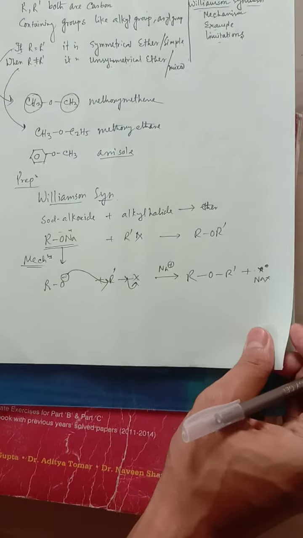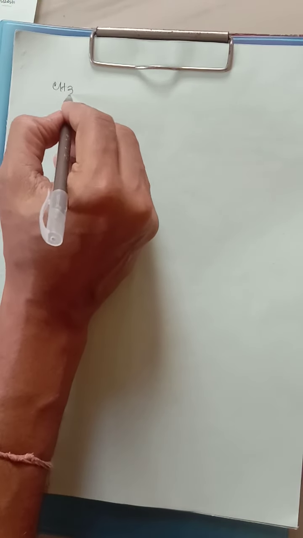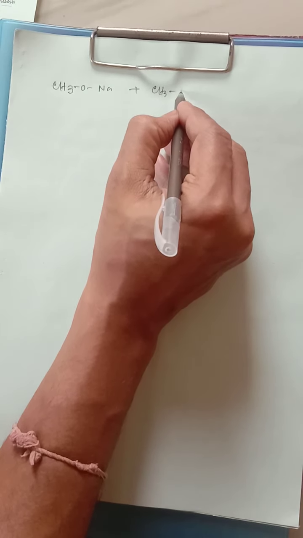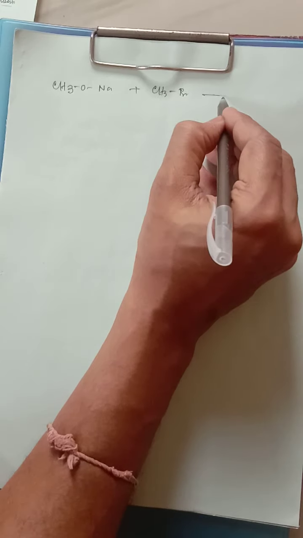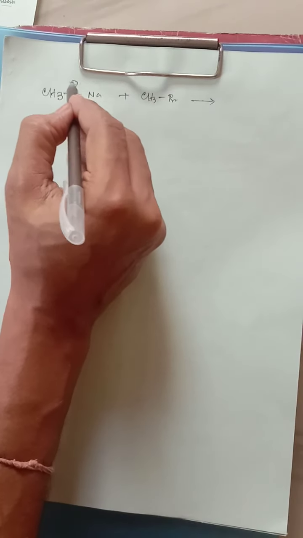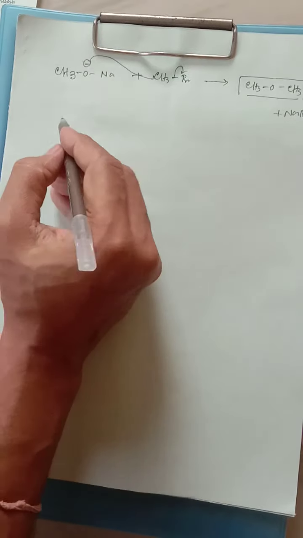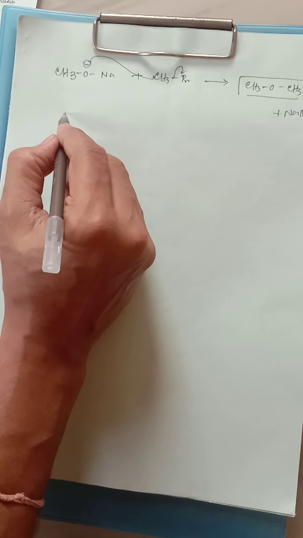Now moving towards the specific reaction. One specific reaction I am giving over here, CH3ONa reacting with CH3Br. So what will be the result? I think it's very much clear. It will react this way, that is symmetrical ether is prepared along with NaBr. So this is a symmetrical one. Unsymmetrical also can be prepared.